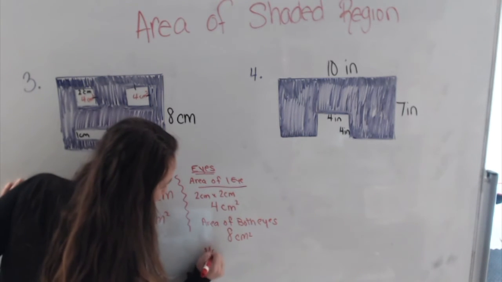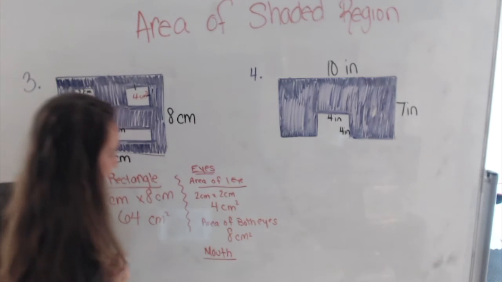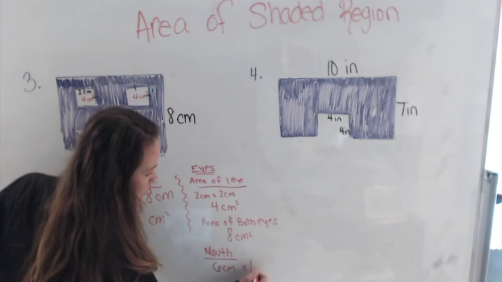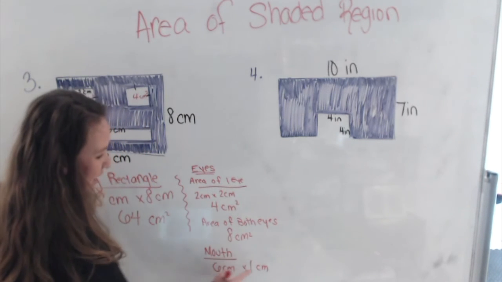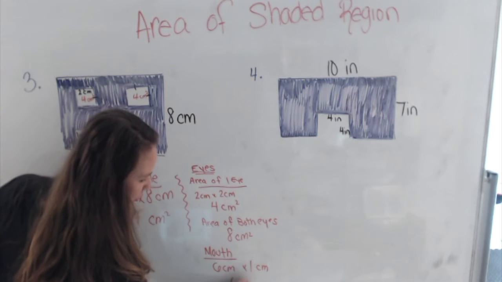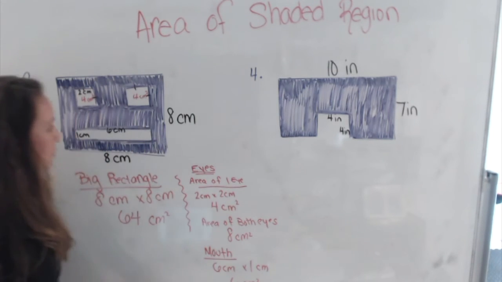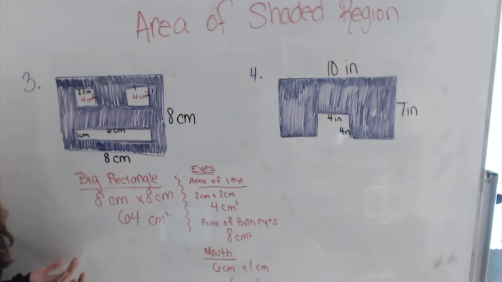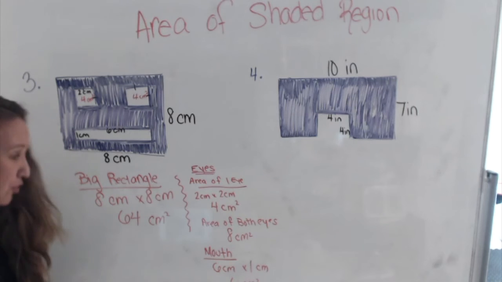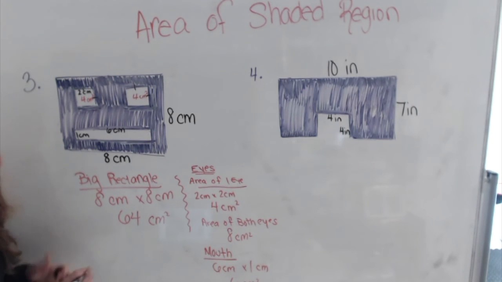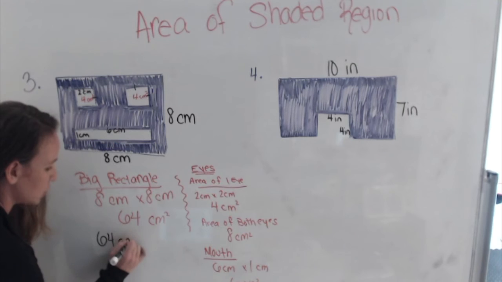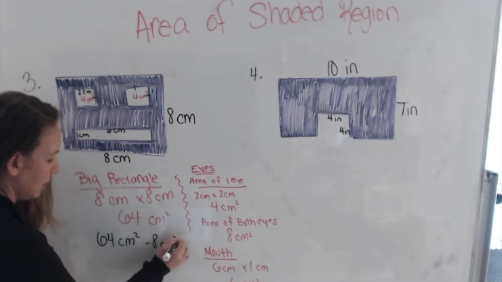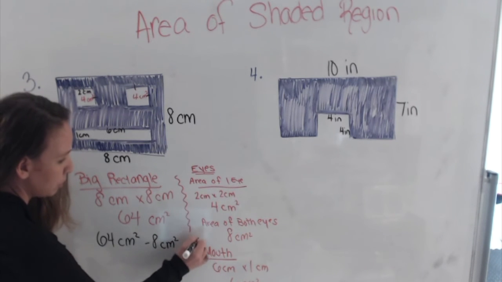So let's look at the mouth. How do we find the area of the mouth? It is 6 centimeters times 1 centimeter, and 6 times 1 is 6. Centimeter times centimeter is centimeters squared. So if the whole thing is 64 centimeters squared, and I'm taking out the eyes and the mouth, I have 64 centimeters squared, and then I'm taking out the eyes, and I'm going to take out the mouth.